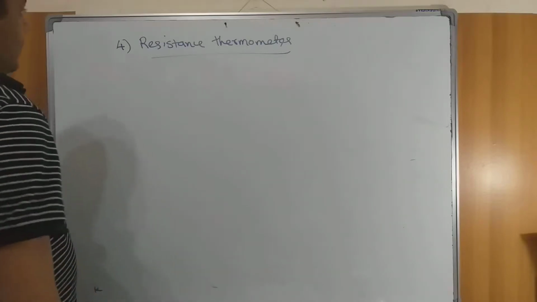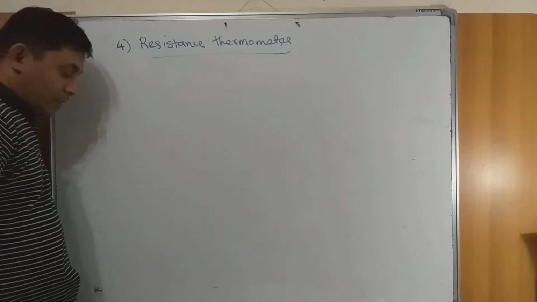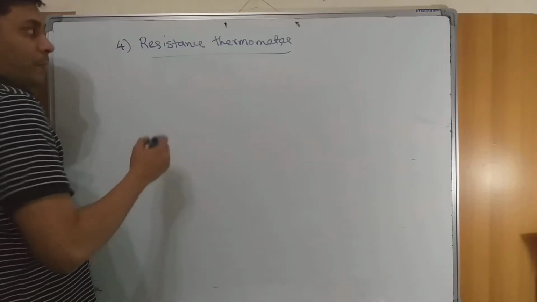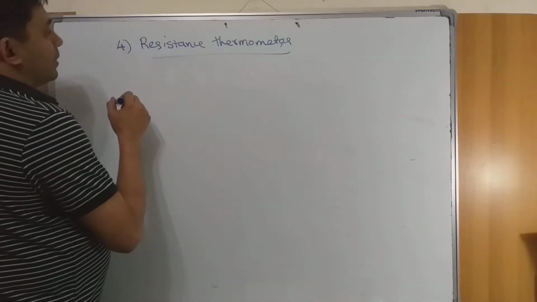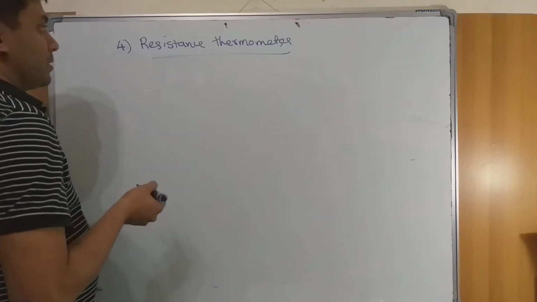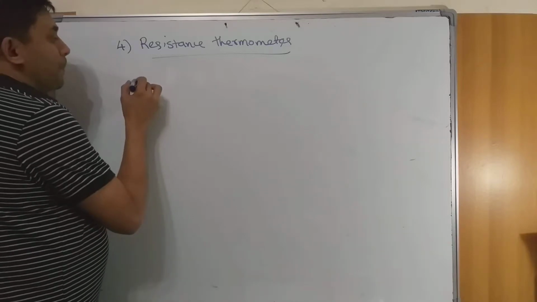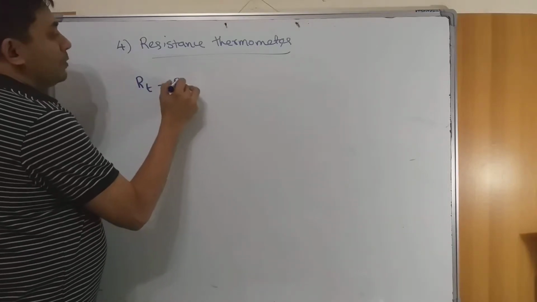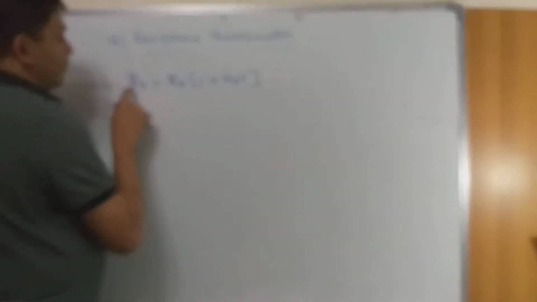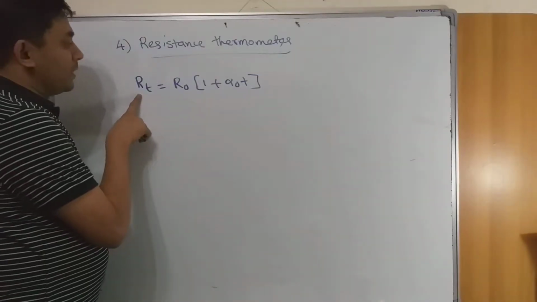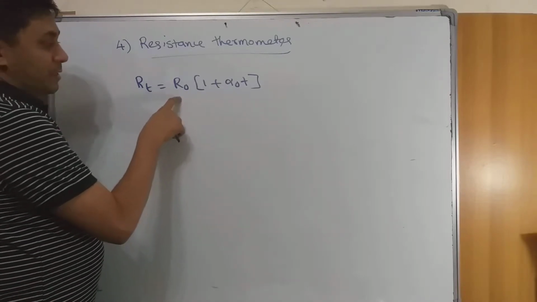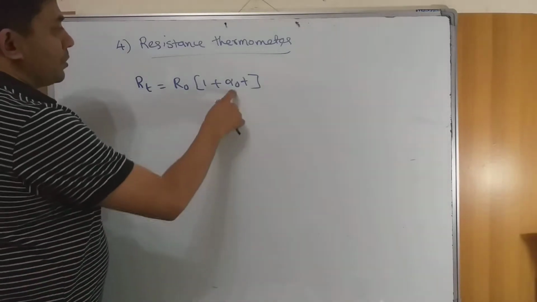Another type of sensor or transducer that is used for the measurement of temperature is the resistance thermometer. We know that metals have a positive temperature coefficient. It means RT is equal to R0 into 1 plus alpha 0 into T, where RT is the resistance at T degree centigrade, R0 is the resistance at the reference temperature, and alpha 0 is a constant.